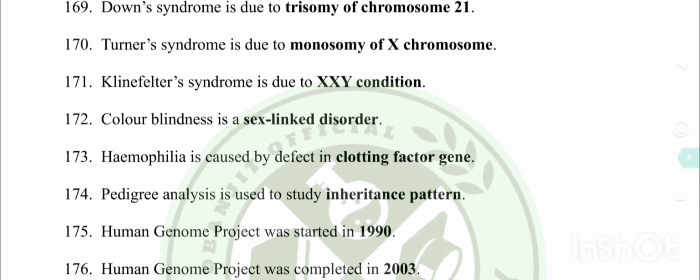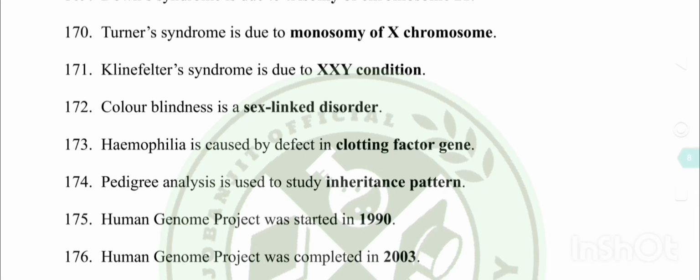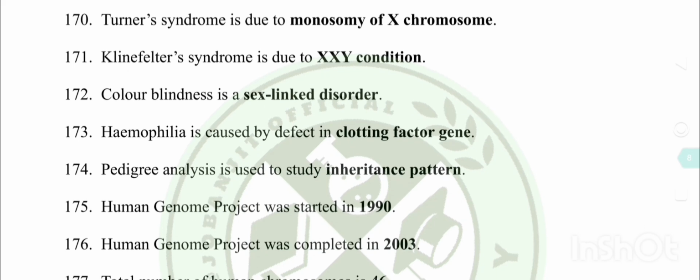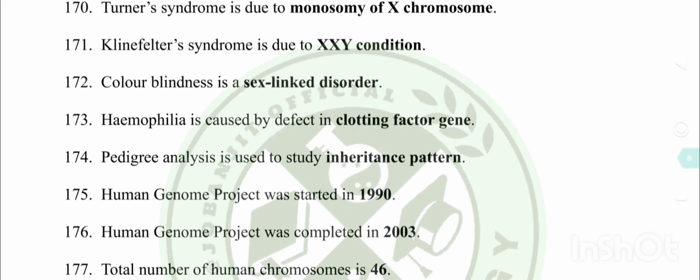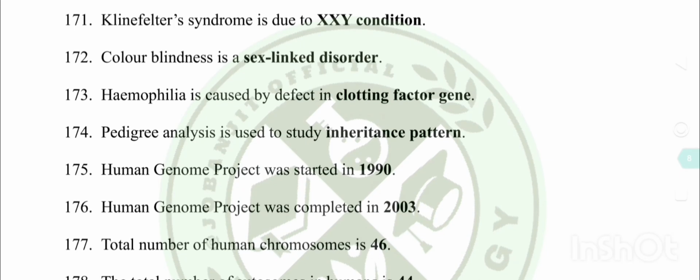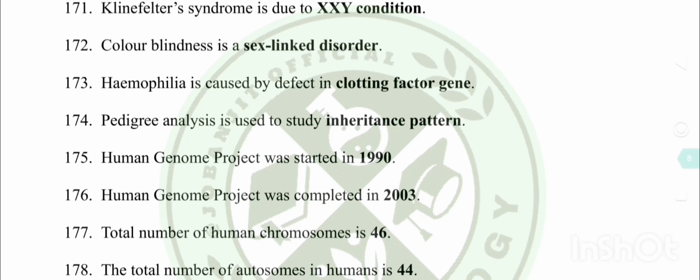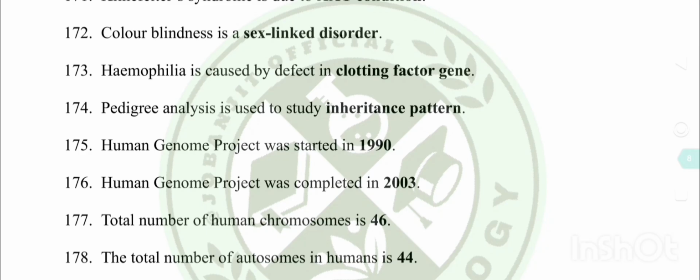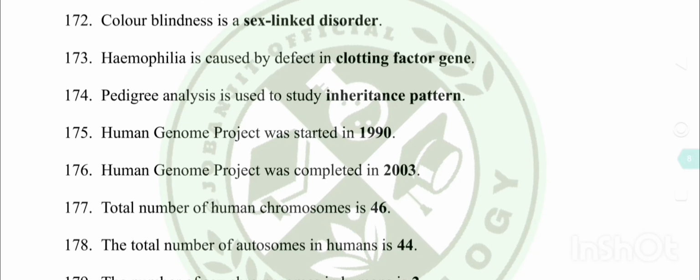174. Pedigree analysis is used to study inheritance pattern. 175. Human Genome Project was started in 1990. 176. Human Genome Project was completed in 2003. 177. Total number of human chromosomes is 46.